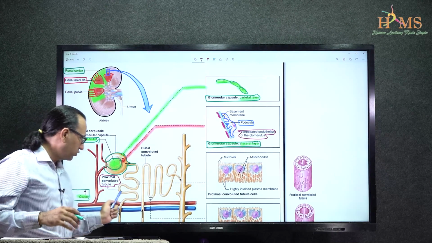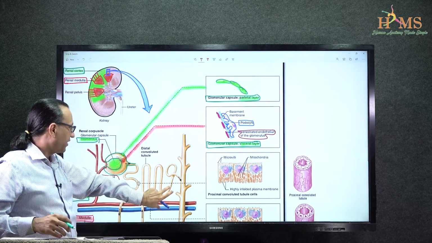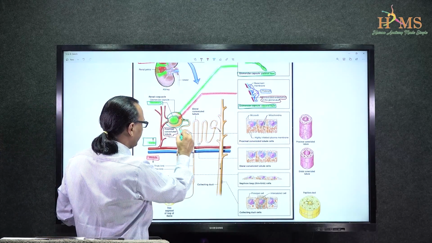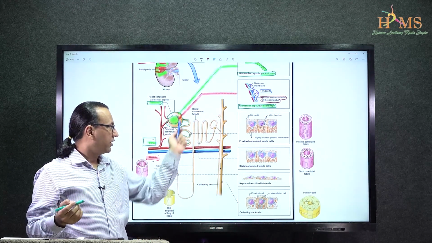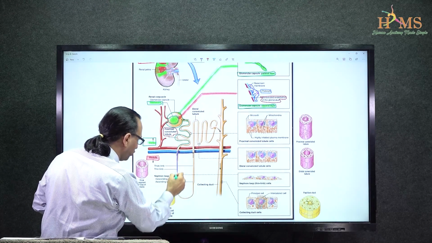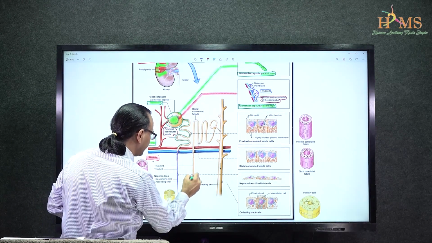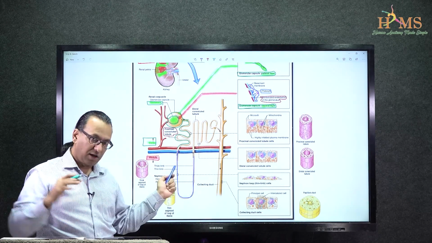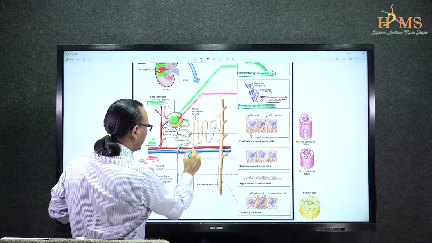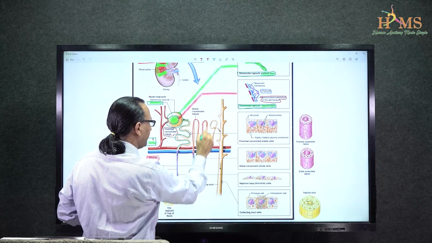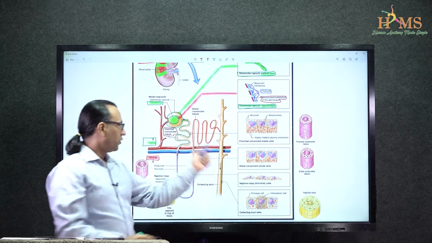Now, let us zoom out a little bit here, and you can see this PCT is basically in the cortex. It's a proximal convoluted tubule, which will then become the loop of Henle, which is lying in the medulla, the deeper portion. And when it comes back again, there'll be a distal convoluted tubule, which is on the outer cortex.